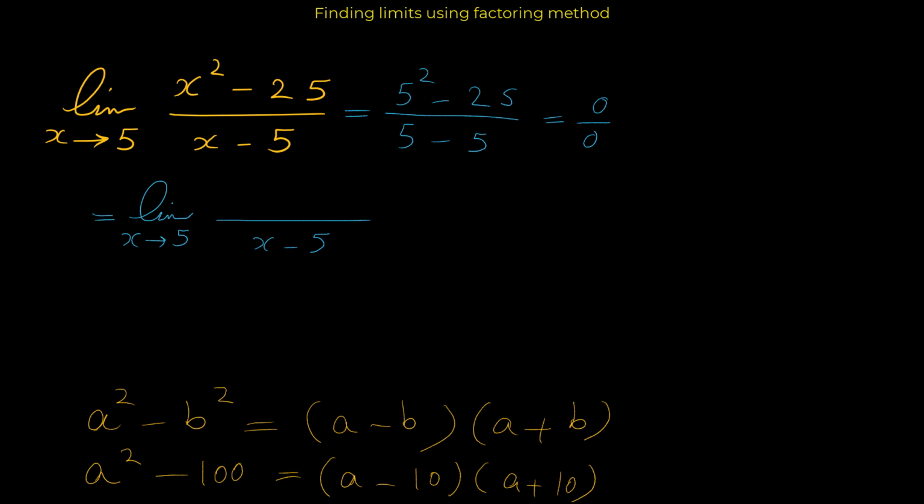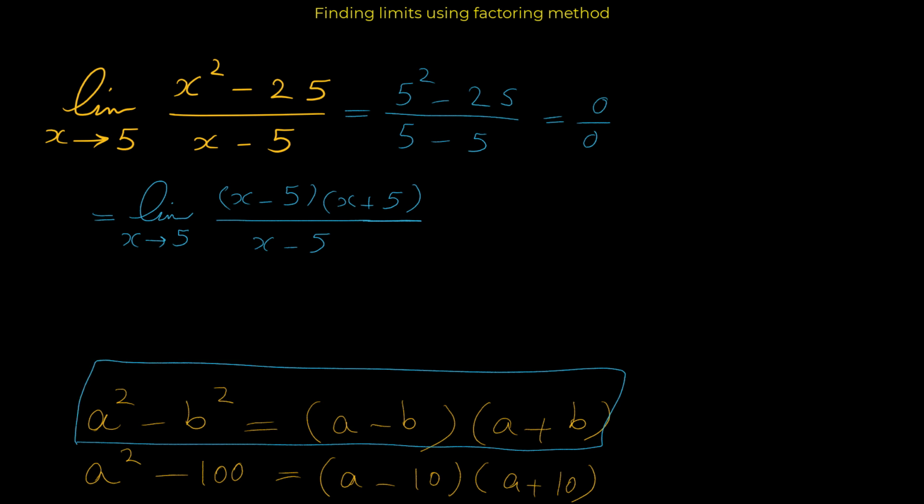Now, in the same way, can you factor x to the 2 minus 25? Note that 25 is 5 to the 2. So x to the 2 minus 5 to the 2 can be written as x minus 5 times x plus 5. This identity is one of the most important identities that you need in this course, in calculus in general, and in math. This is one of the fundamental and important basic identities. So remember, a to the 2 minus b to the 2 is a minus b times a plus b.